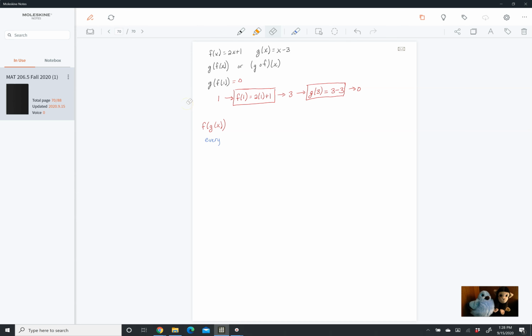Every time, that's what this means. Every time we see an x in our f of x function, replace it with g of x. Okay, if we were doing g of f of x, which we'll do in a second, it's the opposite. Every time that you see an x in g, you're going to replace it with f of x.